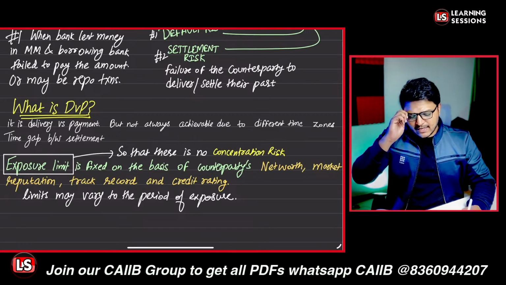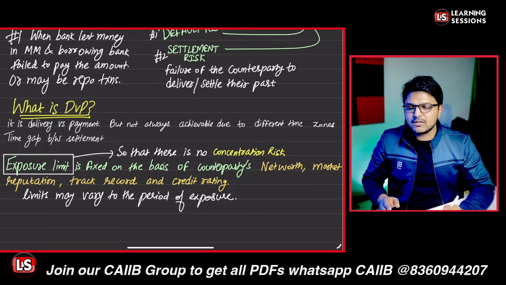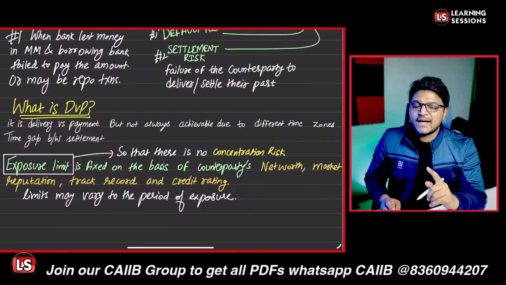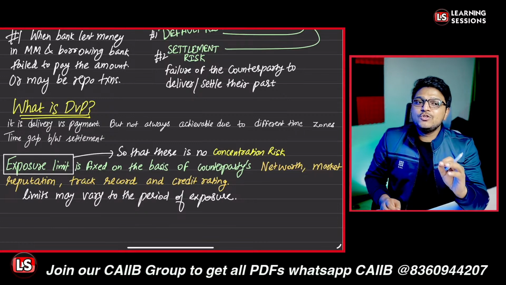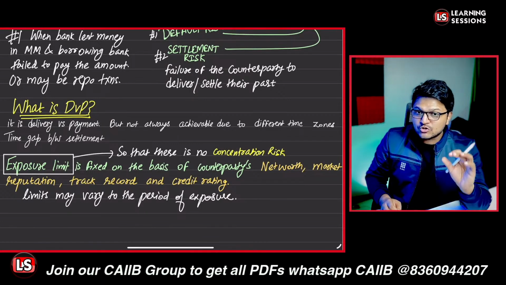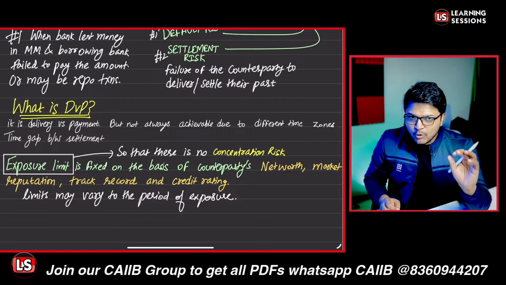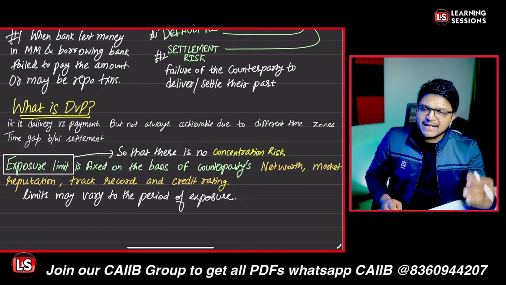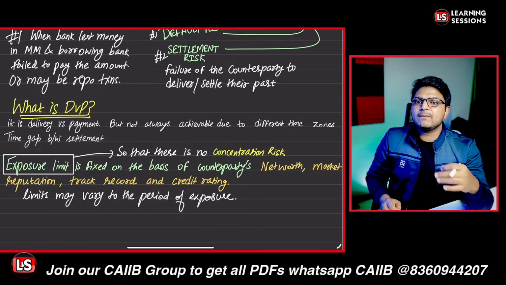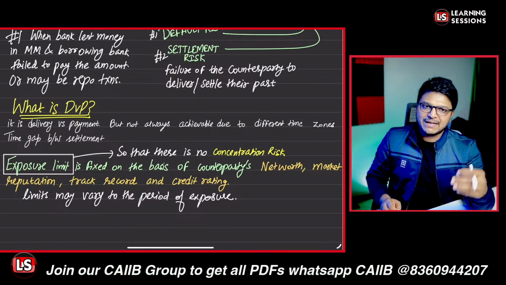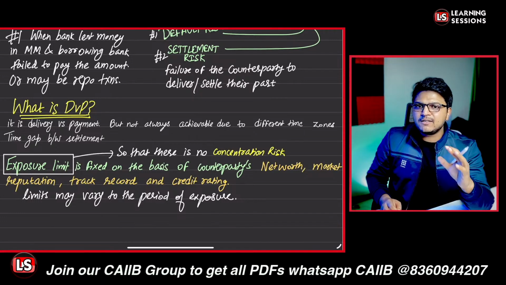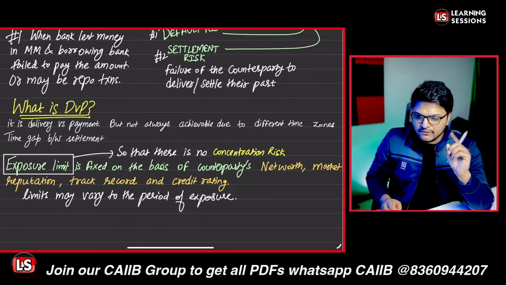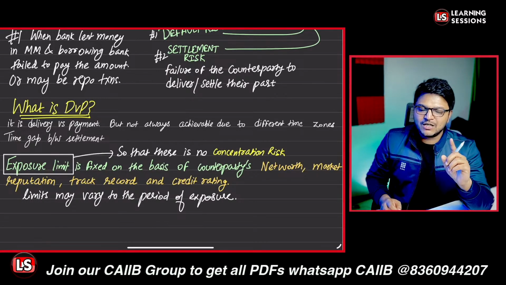So the exposure limit says what maximum exposure you can have related to one particular country or one particular counterparty, so that the concentration risk is not there, right? That's very important. The exposure ceilings can be imposed based upon the net worth of the bank, the complexity of the market, the reputation of the bank, and the track record of the counterparty. All these factors should be taken into account while fixing the exposure ceilings in case of treasury, right? I'm talking about treasury right now, not about the credit risk.